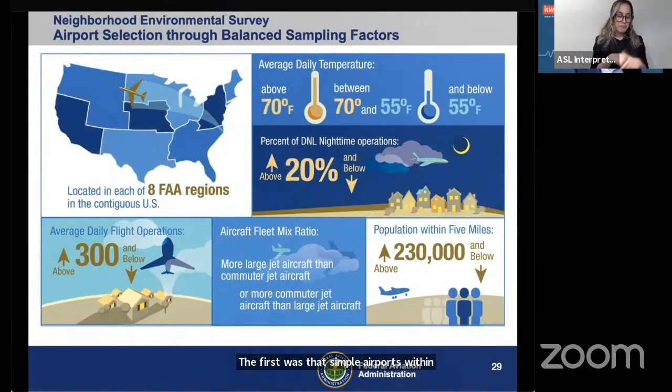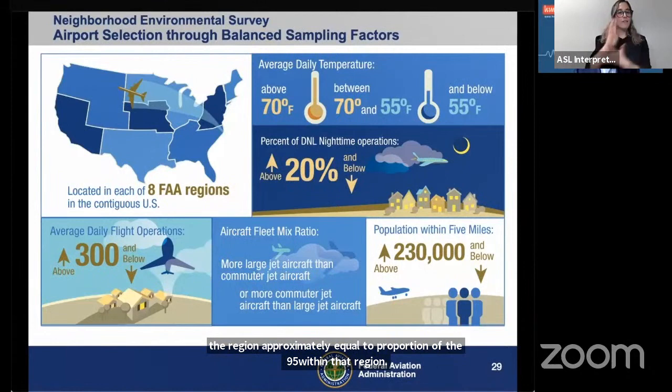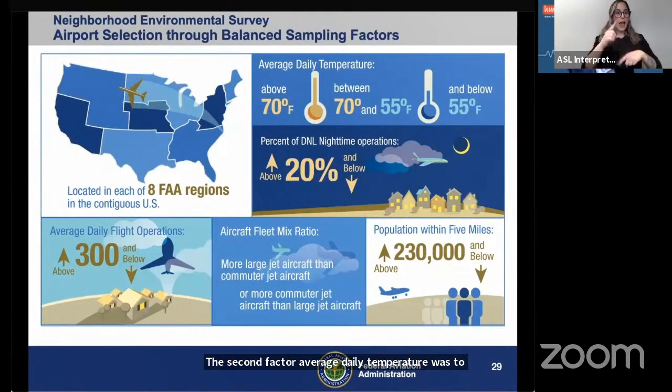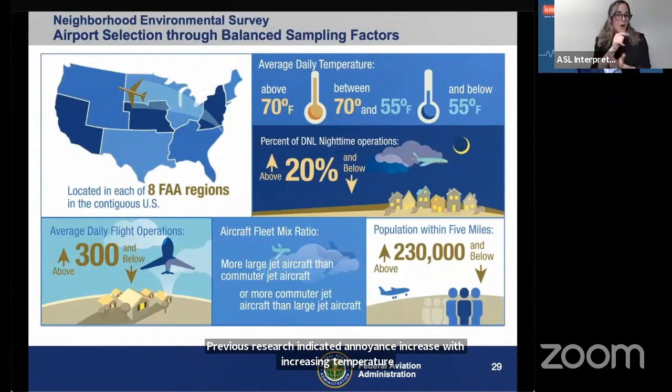The second factor, average daily temperature, was chosen to ensure the sample contained airports with a range of temperatures. Previous research indicated annoyance increased with increasing temperature. Temperature data was provided by the FAA and was based on 10-year annual averages.